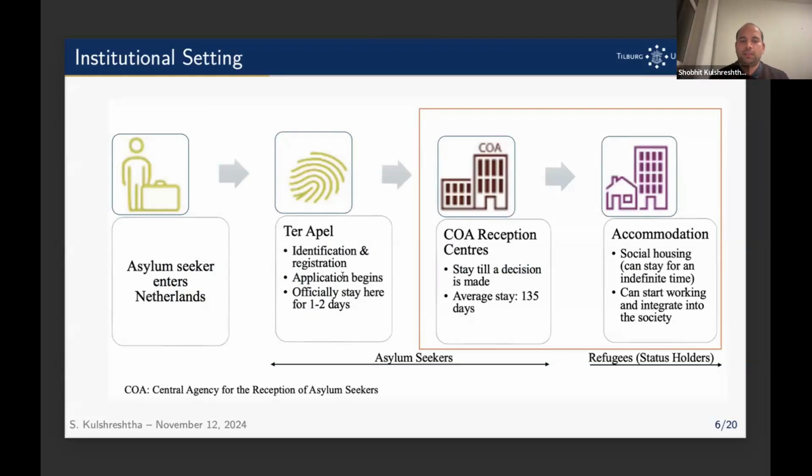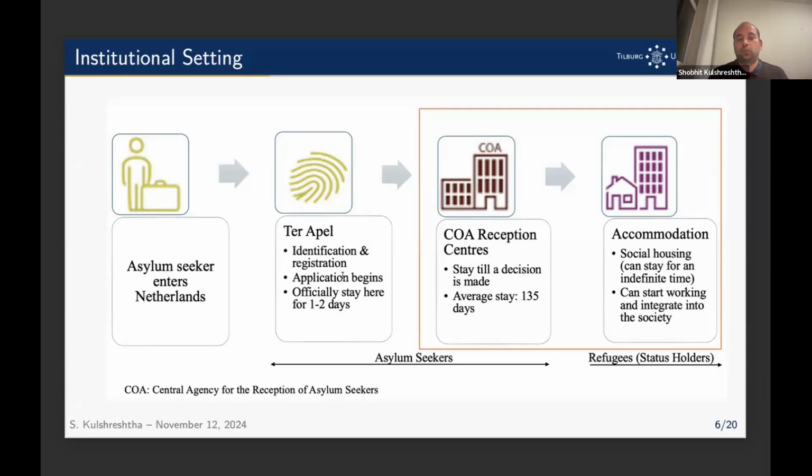So in the Netherlands, once an asylum seeker enters, they are first sent to this location, which is Ter Apel. Officially they can stay there for 1 or 2 days, where they file their application that they want to get asylum, and they're identified, the registration happens there, and then they are sent to these reception centers, because they are legally entitled to stay in these reception centers till a decision is made on their application.